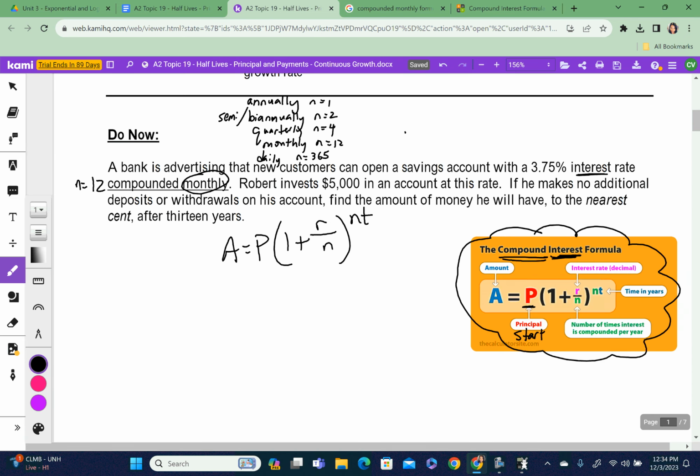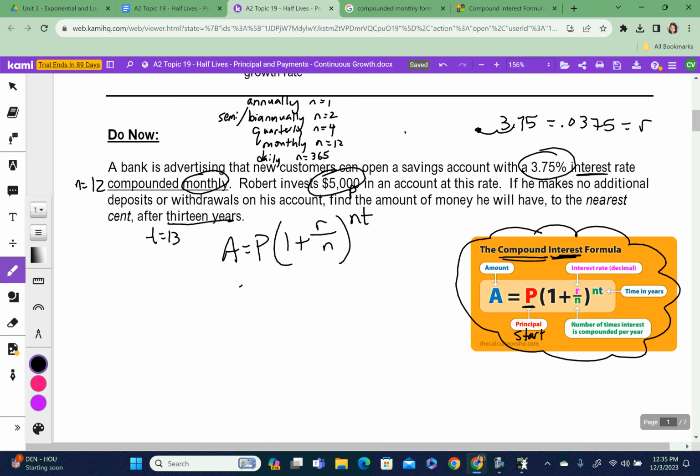They tell us that our interest rate is 3.75%. So 3.75 divided by 100 is 0.0375. If you don't want to divide it by 100, you can move the decimal 2 places to the left. So that's 0.0375, that's our rate. $5,000 is our principal, and we want to know how much it will be after 13 years. So T is equal to 13.